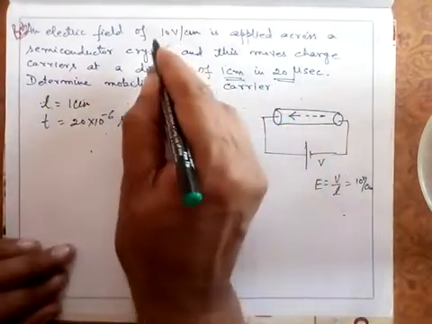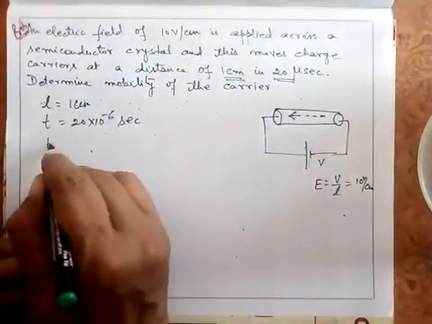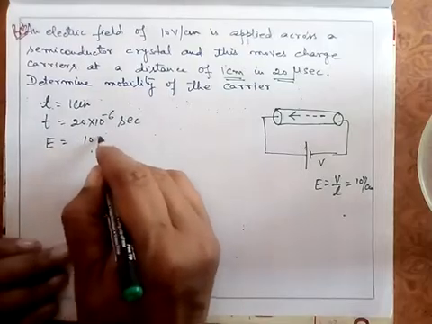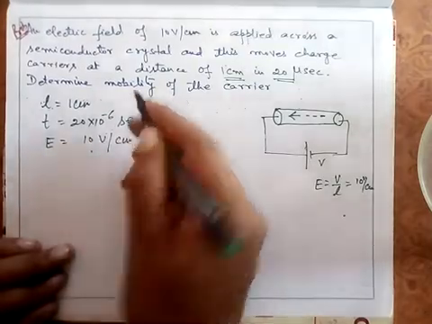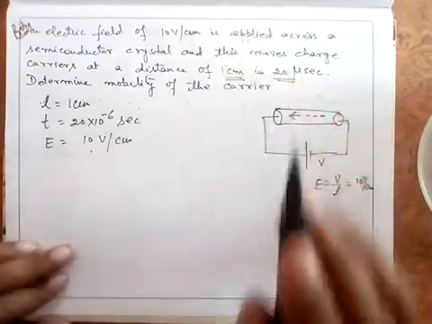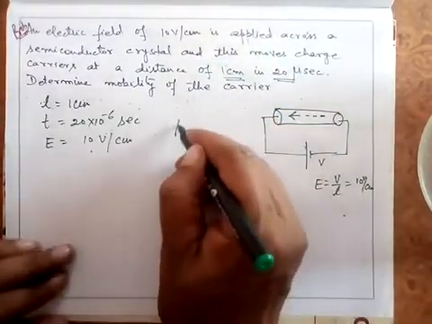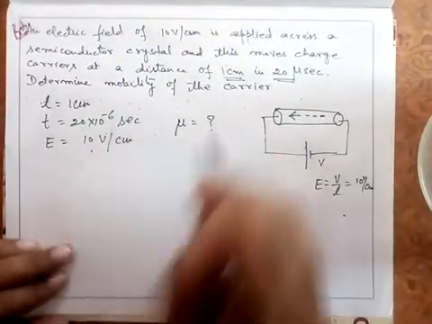Determine the mobility. One more thing is given to you, E. This E is 10 volt per centimeter. Since everything is in centimeters, I'll find the answer in centimeters only. The question asks us to find the mobility.